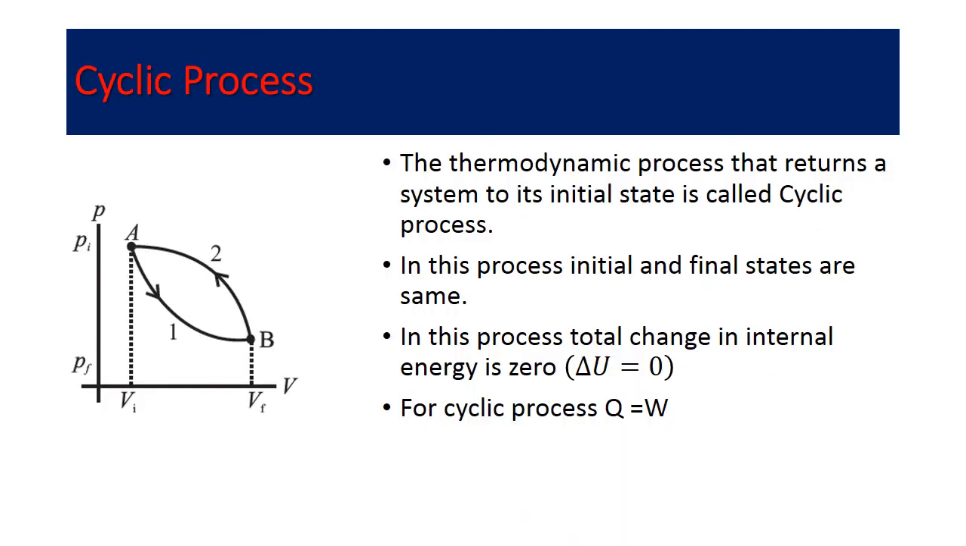Now we will learn the thermodynamics behind cyclic process. What is a cyclic process? The thermodynamic process that returns a system to its initial state is called a cyclic process. So whenever we take into consideration a cyclic process, the initial and the final states of the system are same, though the path may not be same. So in this process, the total change in the internal energy is always equal to 0. Therefore, from the first law of thermodynamics, delta Q is equal to delta U plus W, as delta U is equal to 0. Heat supplied is always equal to work done.